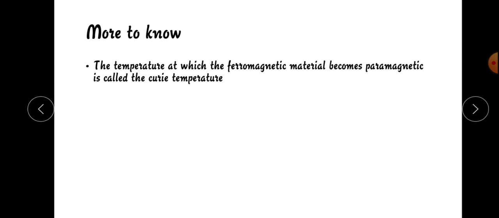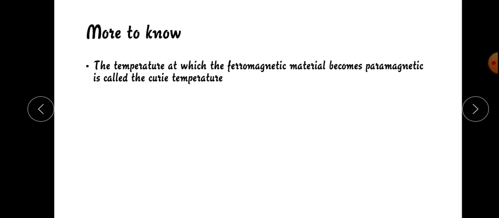The temperature at which ferromagnetic materials become paramagnetic materials is called the Curie temperature. What is Curie temperature? The temperature at which the ferromagnetic materials become paramagnetic materials is called the Curie temperature. I hope you all understand.